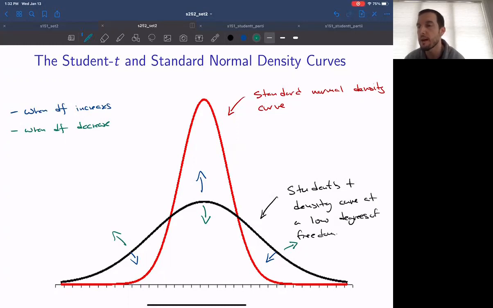So this lack of certainty about the true variation in the population is being accounted for by a larger critical value that's going to give you a wider spread, like in your confidence interval for illustration, because you'll be multiplying by a bigger value.